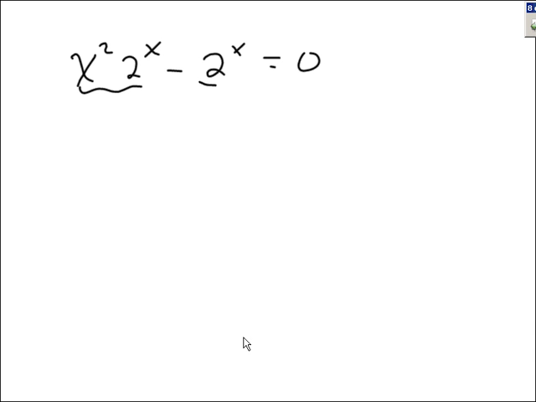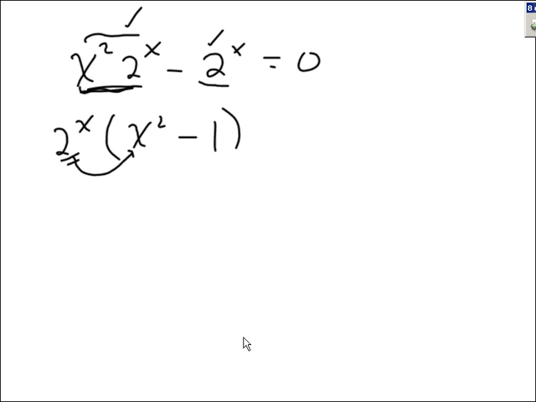Between here and here, I factor out what's coming. 2 to the x. 2 to the x times x squared gives you the first one, minus the 2 to the x times 1 gives you 2 to the x. 2 to the x times x squared is this, minus 2 to the x times 1 is that. That equals 0. Factor some more. We can't factor 2 to the x, but we can factor x squared minus 1.